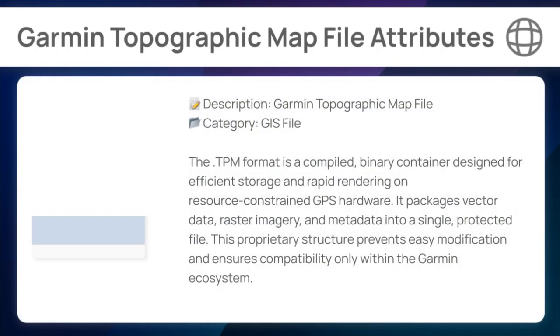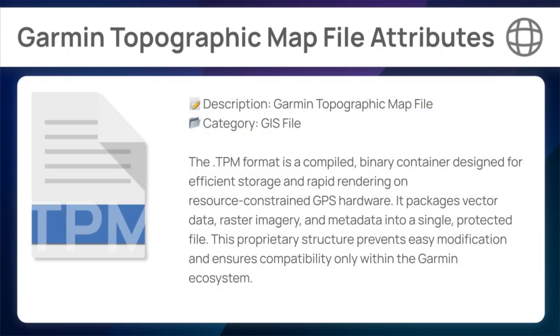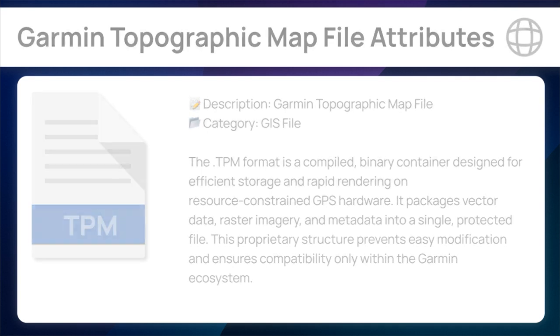The TPM format is a compiled binary container designed for efficient storage and rapid rendering on resource-constrained GPS hardware. It packages vector data, raster imagery, and metadata into a single protected file. This proprietary structure prevents easy modification and ensures compatibility only within the Garmin ecosystem.